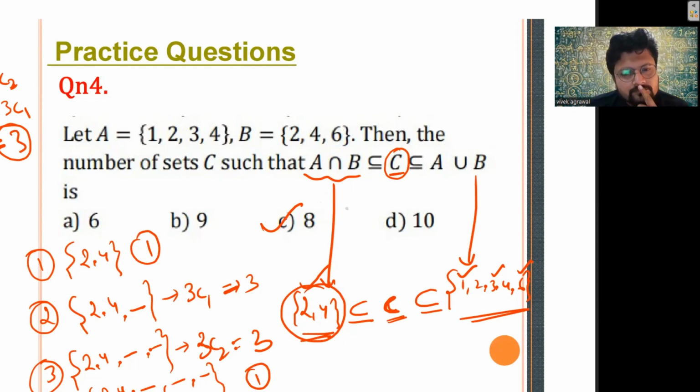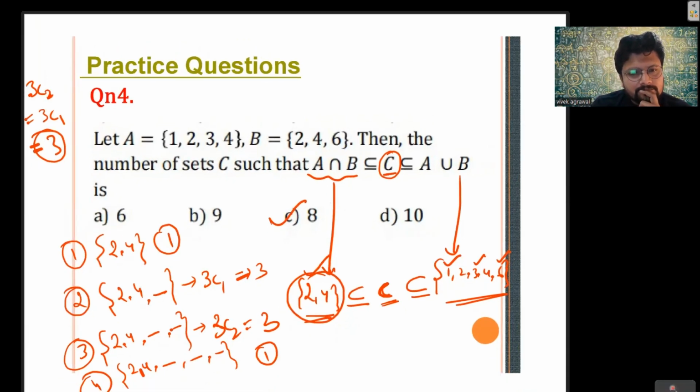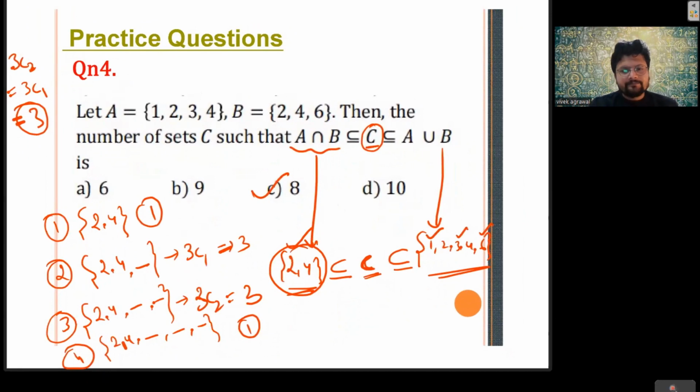Sir, what if we approach it a little differently? Yes, tell me. So I need to have 2 and 4 in C for sure, so I'm fixing those. Then if I exclude 2 and 4, in A union B I have 3 elements left, 1, 3, and 6. So either I take any of them or I don't take any of them. For each element, I get 2 cases. I do 2 cube, that's 8.